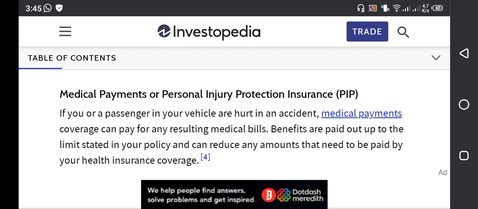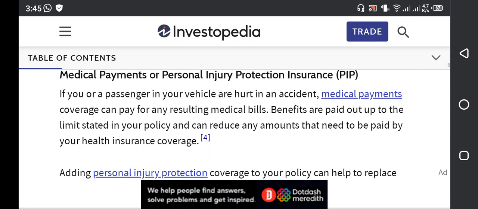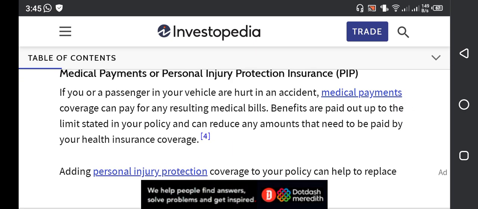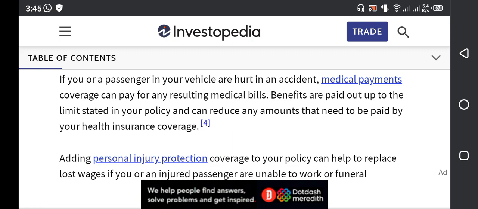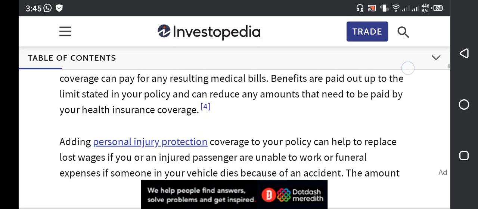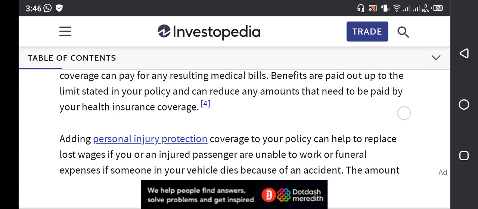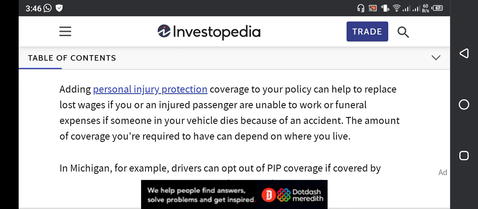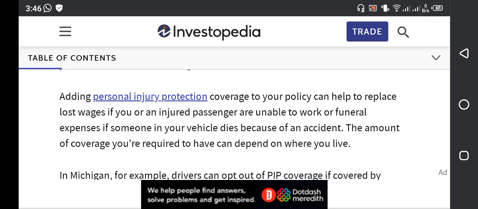Medical payments or personal injury protection insurance. If you or a passenger in your vehicle are hurt in an accident, medical payments coverage can pay for any resulting medical bills. Benefits are paid out up to the limit stated in your policy and can reduce amounts that need to be paid by your health insurance coverage. Adding personal injury protection coverage to your policy can help to replace lost wages if you are an injured passenger unable to work, or cover funeral expenses if someone in your vehicle dies because of an accident.